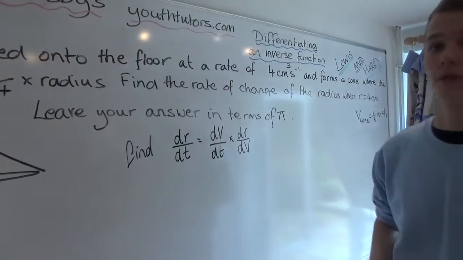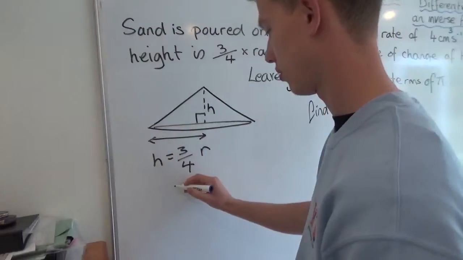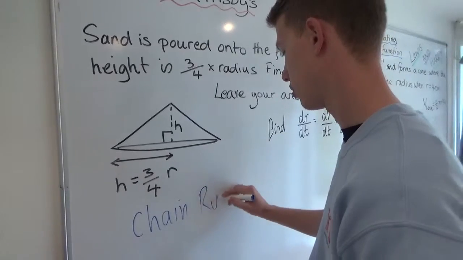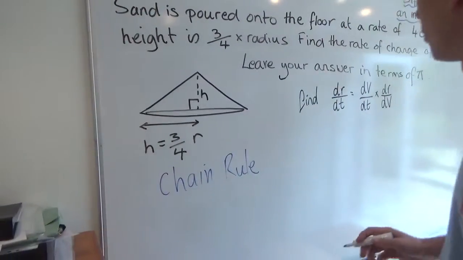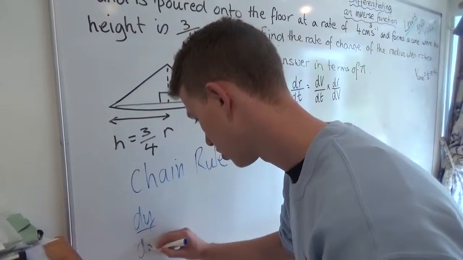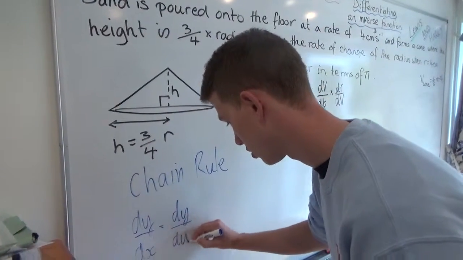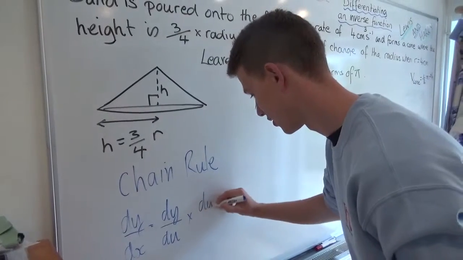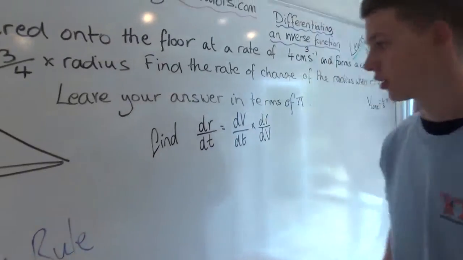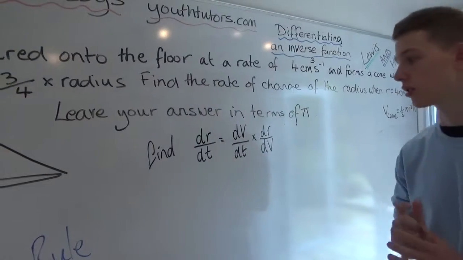It's the chain rule. Would you just put that under the diagram there, please? Chain rule: dy/dx equals dy/du times du/dx. Great, and what you've just done on the board is using that rule, but with our values of volume and the radius.